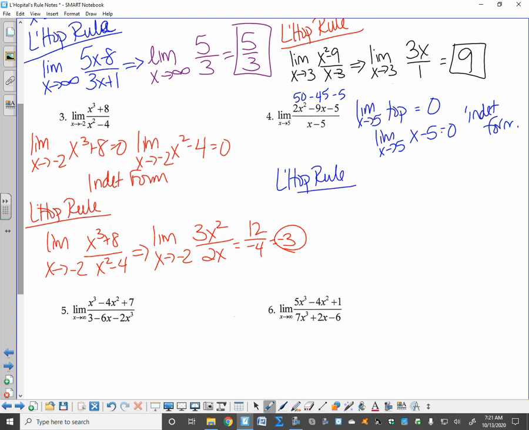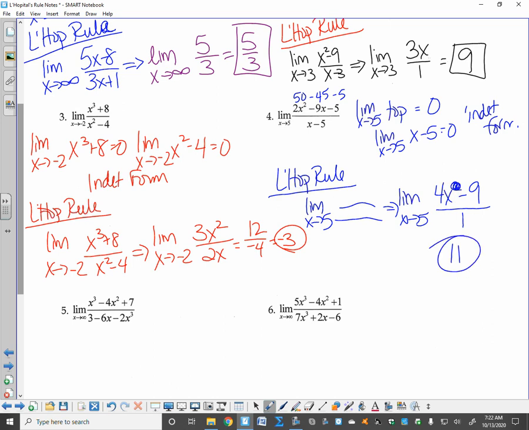L'Hopital's rule says the limit as x approaches 5 of the original problem goes to the limit as x approaches 5 of 4x squared minus 9 over 1. Plug in a 5, 25, 100, 81? No. Oh, why is it squared? Sorry. 4x minus 9, so 20 minus 9 is 11. There we go. Sorry.